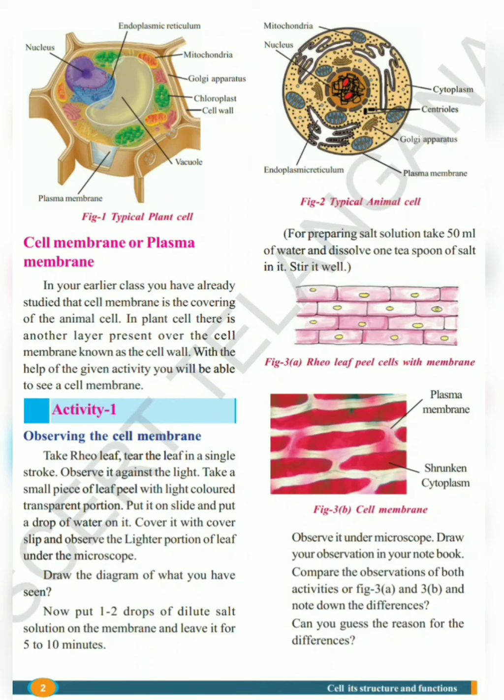Remember, this is a very important question which comes in the examination also. What is the difference between plant cell and an animal cell? So the major difference between the plant and animal cell is the cell wall is present in plant cell, whereas it is absent in animal cell.